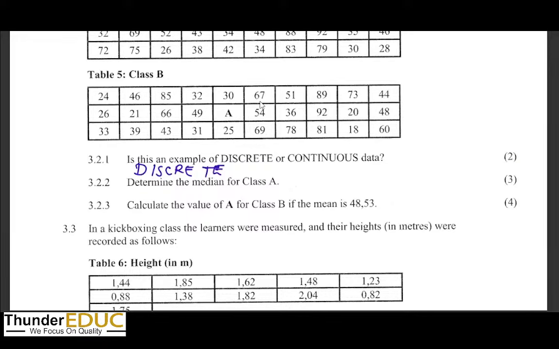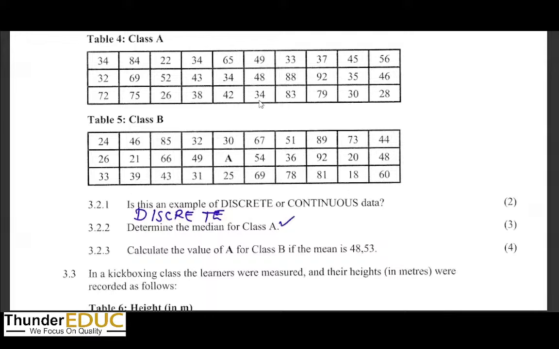Now determine the median for class A. What you're going to do first and foremost is analyze how many numbers there are. 1, 2, 3, 4, 5, 6, 7, 8, 9, 10. Wow, there are 30 numbers altogether. If I'm looking for the median, I need to get the total number and divide it by 2 because I'm looking for the middle number, which gives me 15.